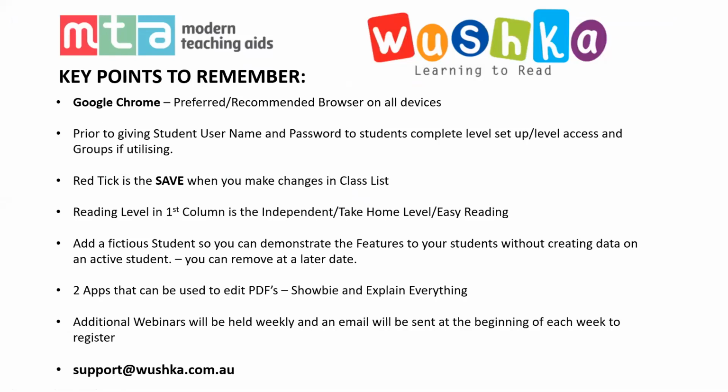Prior to giving the student usernames and passwords, like when you generate those student login pages, before you do that and hand that out, ensure that you've set up their levels, their take-home level, and their level access and groups if you're utilising that. Red tick is your save on your class list. The reading level in the first column, so I'm referring back to your level setup and your class setup, is your independent take-home easy reading level. And that's to ensure that the level access gives you a few more options. Add that fictitious student so you can demonstrate the features to your students without creating data on an active student. You can remove them later on.